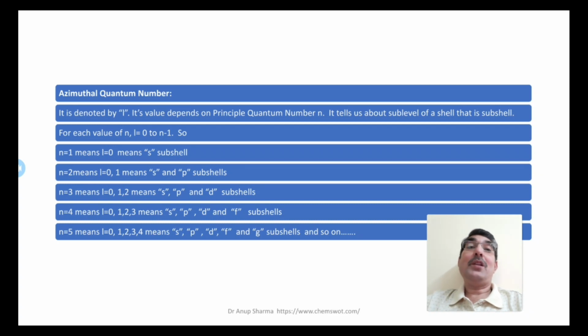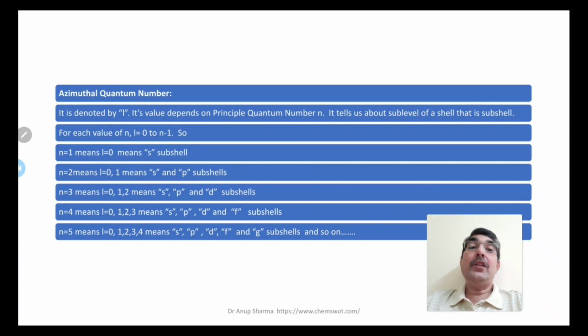Second quantum number is azimuthal quantum number. It is denoted by small l, and its value depends on principal quantum number small n. It tells us about the sublevel of a shell, that is the subshell. So for each value of n, l is equal to 0 to n minus 1.